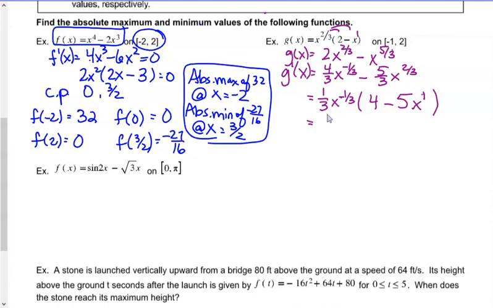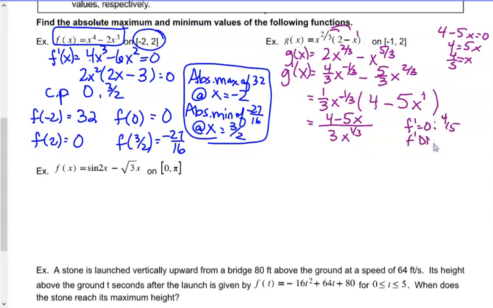Now, you can rewrite this if you want as 4 minus 5x all over 3x to the 1/3 to help you out by finding your critical points if you so choose, which might be helpful. This is a fraction, so we have to check where it's equal to 0 and where it does not exist. So in this case, where it's equal to 0, if you write that out, 4 equals 5x, so x equals 4/5. So where f prime equals 0 is at 4/5, and where f prime does not exist is where the bottom is 0, which means that's at 0. Therefore, those are our two critical points.